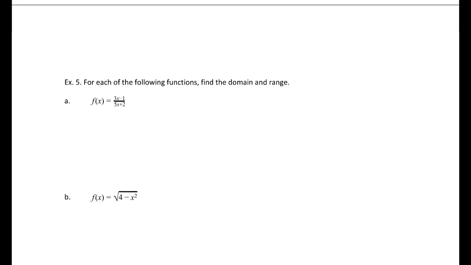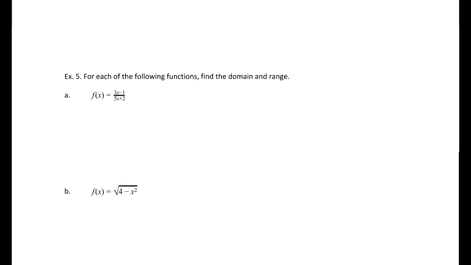For each of the following, find the domain and range. Okay, now I'm going to use knowledge that I have about these different types of functions to deduce some things here. So first, our domain. We talked about this in a previous section. We have a vertical asymptote here. So our x value cannot be negative 2/5. It can't be negative 2/5 because that would make our denominator 0.